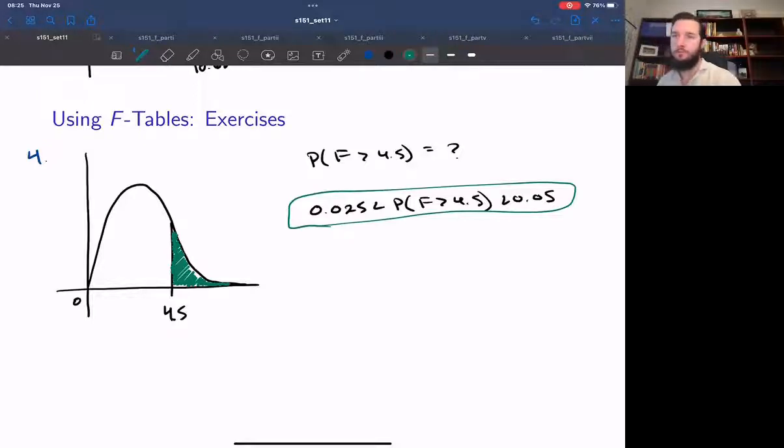Okay, so those are two examples of finding critical values using the F table and two examples of finding p-values using the F table. So these will be the techniques that we use in the hypothesis test that we're going to study now. Does anyone have any questions?